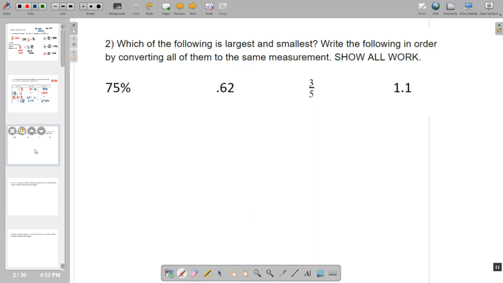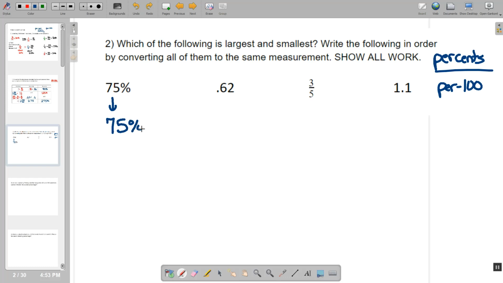The reason why the conversions are important is because later we're going to try to make a list of largest to smallest. So I think it's easiest to convert all of these things to percents or per hundreds. Then we can write them in order from smallest to greatest. 75% is already 75%, so that one does not change. 62 hundredths, since it's per 100, gives us the percent of 62%.